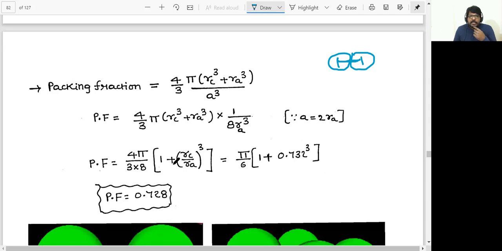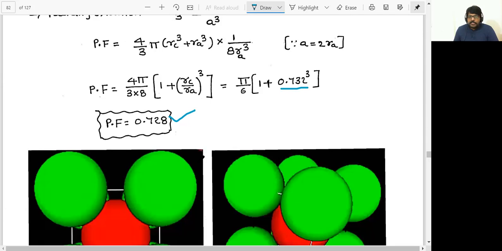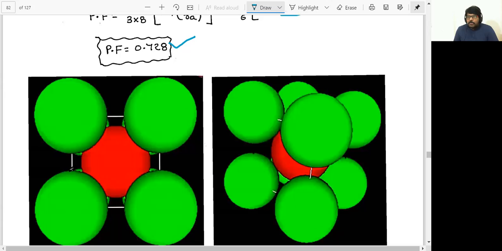And here, if you substitute and simplify further, you'll end up with this expression, rc by ra whole cube. And in fact, the cation is occupying the cubic void, and the radius of the cubic void is 0.732 times the radius of the particle which is forming the lattice. So this radius ratio is 0.732, and finally, if you simplify, you'll get 0.728 packing fraction, 72.8 percent. I told you, in reality, there may be some gap. To accommodate this cation, these anions will move in opposite directions. There is some gap between the anions, but for all ideal calculations, we assume that there is a contact.